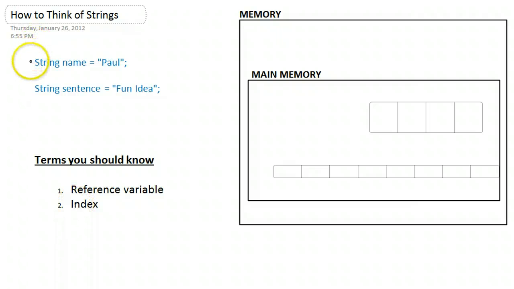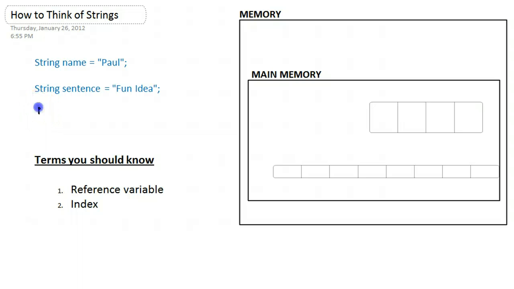So on the left hand side here, we've declared and initialized two strings. The first string is called name, and it's assigned a value of Paul, and the second string is called sentence, and it has the value fun idea. So typically in memory, what happens is we've drawn a space in memory and placed the variable in it.